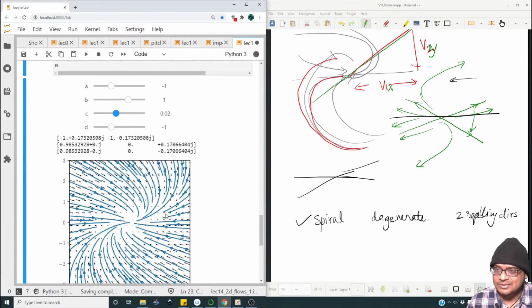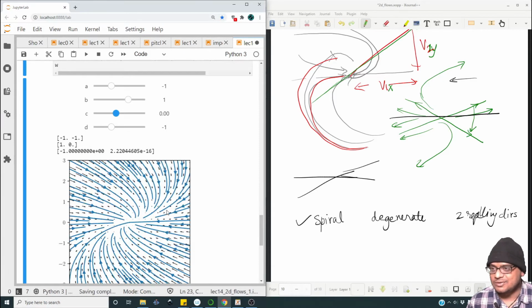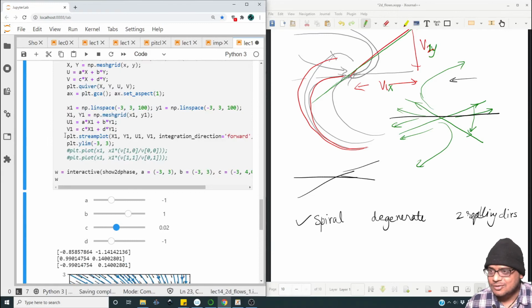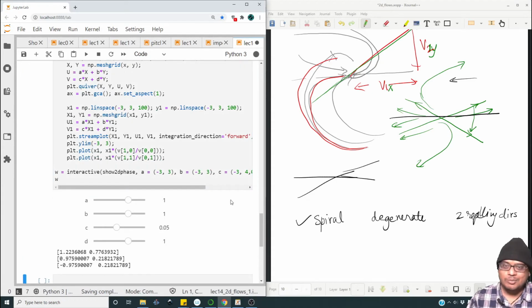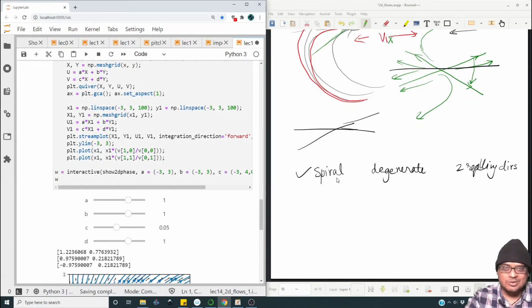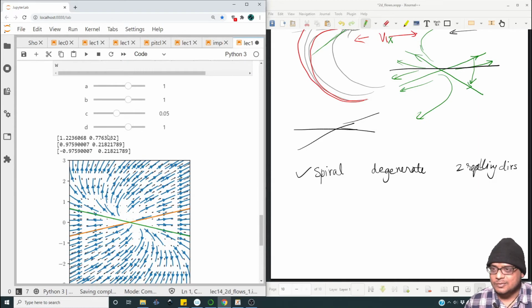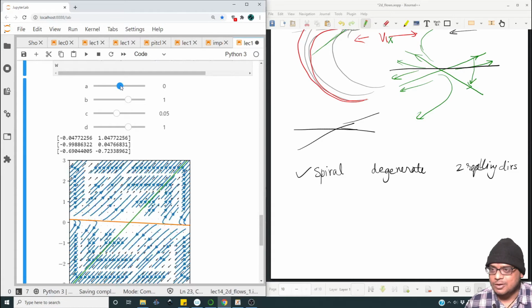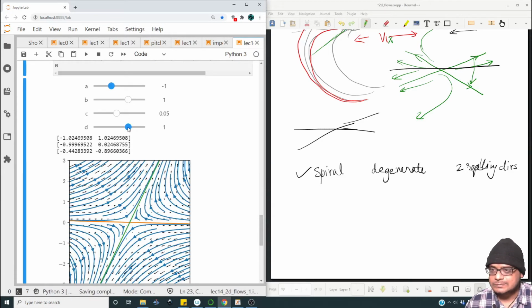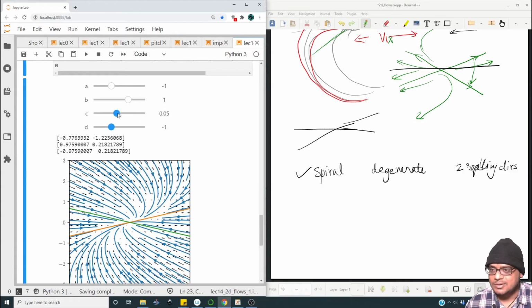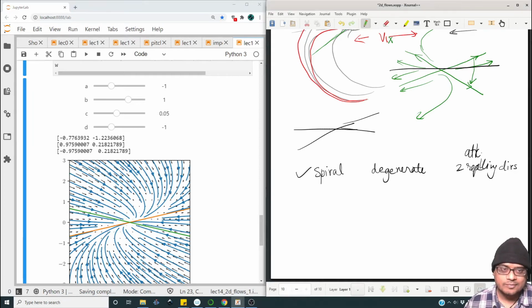So it's trying to become degenerate. Boom, it becomes degenerate because the eigenvalues are now equal. And once I go beyond this, we can switch on the plotting of the eigen direction. Actually, plotting the eigen direction for a spiral case makes no sense because in time it's rotating. Okay? It's not fixed. So for a minus 1 and b minus 1 and c positive, in this case, both are two attracting directions.